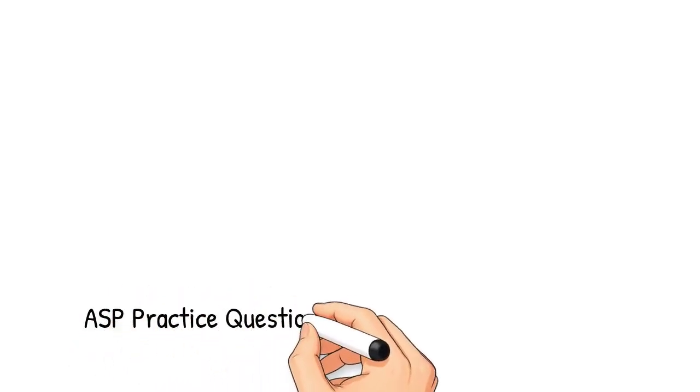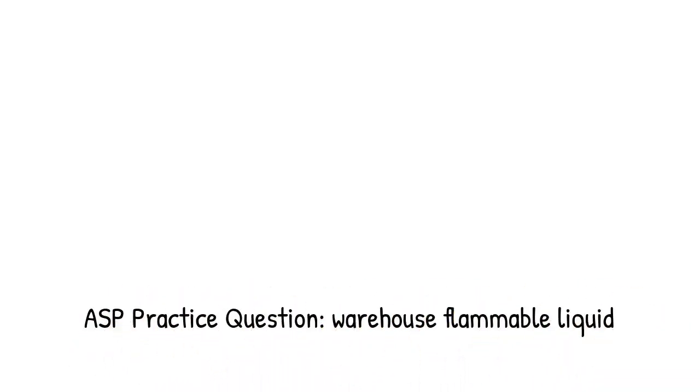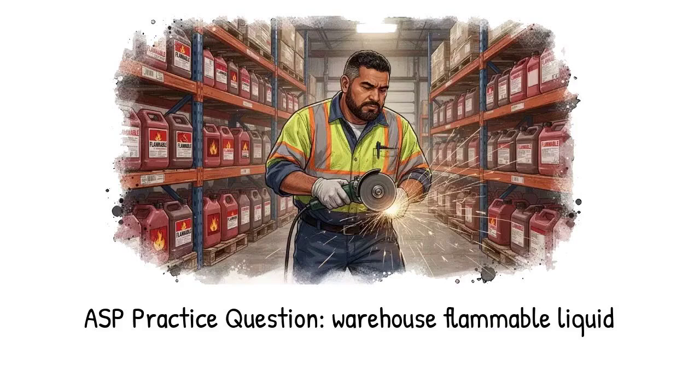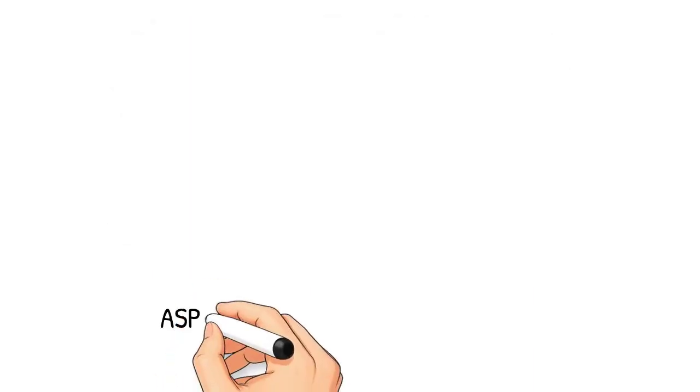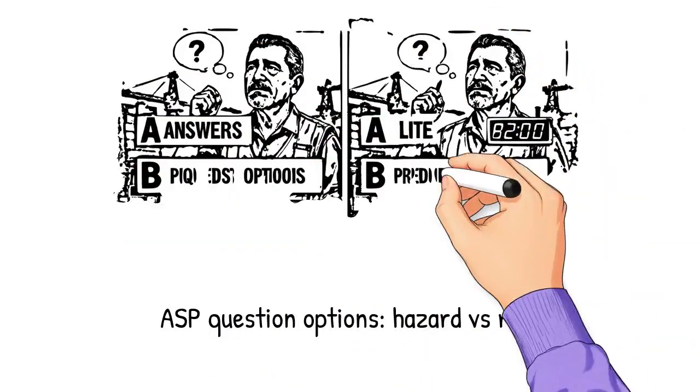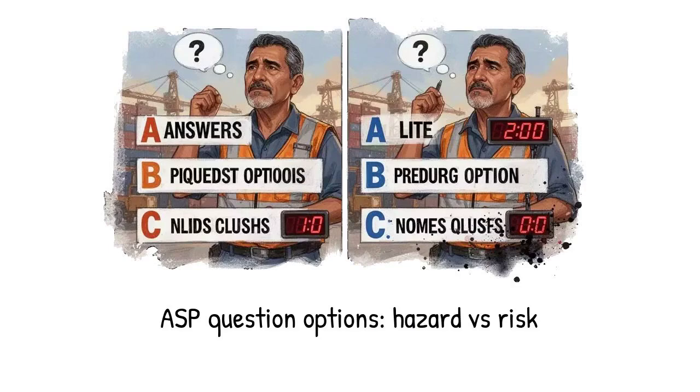ASP practice question. In a warehouse, there are several containers of flammable liquids stored on open shelves. A worker is using a grinder nearby, which produces sparks. Which of the following is the best example of the hazard in this situation? A. The probability of a fire starting. B. The flammable liquid stored on shelves. C. The risk of an explosion. D. The potential severity of burns to workers.